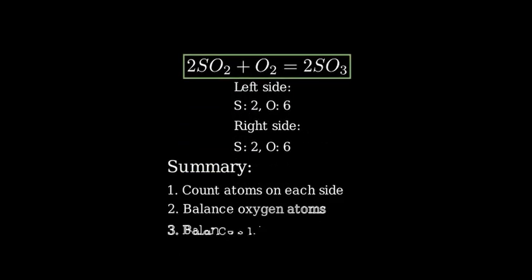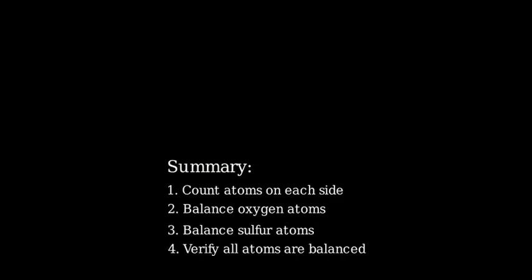To summarize, we balance this equation by: 1. Counting the atoms on each side, 2. Adding coefficients to balance the oxygen atoms, 3. Adding coefficients to balance the sulfur atoms, 4. Verifying that all atoms are balanced on both sides.